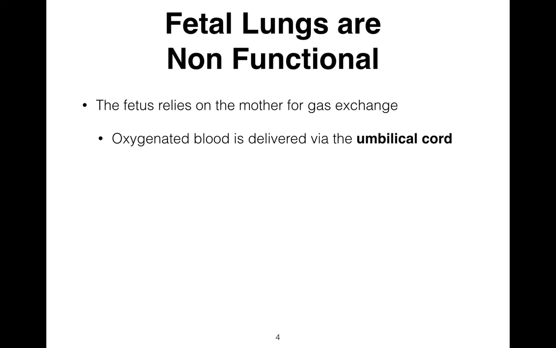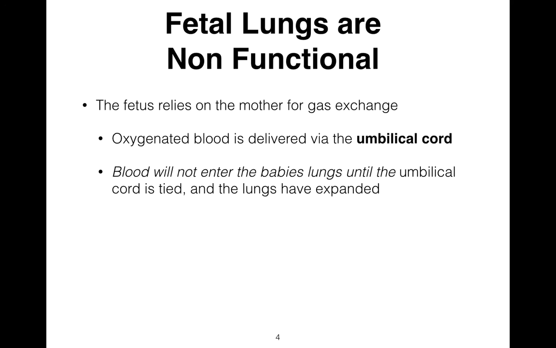Now the umbilical cord has veins and arteries. I chose just to call them vessels because it is a little bit confusing. Because if you're talking about coming from the mother, then it's an artery. But if you think about it going to the baby, then it's a vein. So I'm just going to call them umbilical vessels. So, blood will not actually enter the baby's lungs until the umbilical cord is tied and the lungs have expanded. So, after birth.